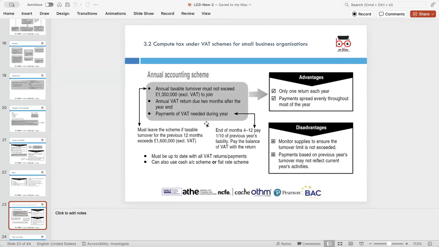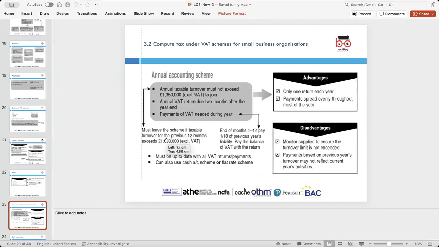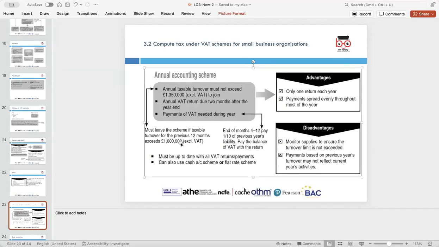Under this scheme, payments of VAT are required during the year, with the requirement to pay 1/10 of the previous year's liability at the end of months 4 through 12. The remaining balance of VAT is paid along with the annual return. It is important that businesses must leave the scheme if their taxable turnover for the previous 12 months exceeds 160,000 pounds, excluding VAT.